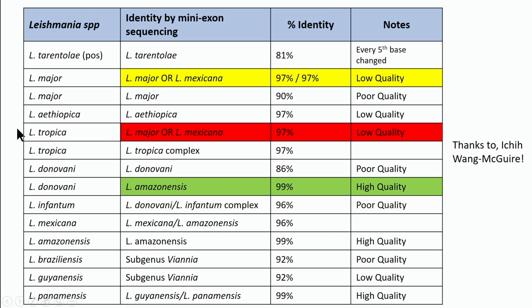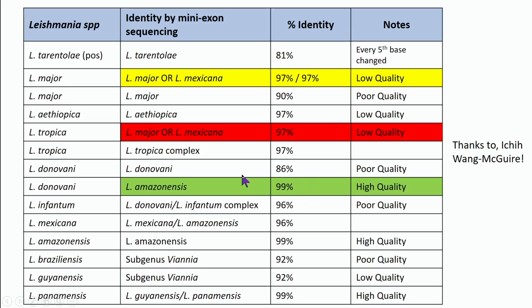The major error that we had was this L. tropica strain was identified as either L. major or L. mexicana, but again, low sequence quality. So it'll be interesting to see if we can troubleshoot the sequencing and resolve this. The L. donovani strain that didn't make any sense to us turned out to be Leishmania amazonensis.